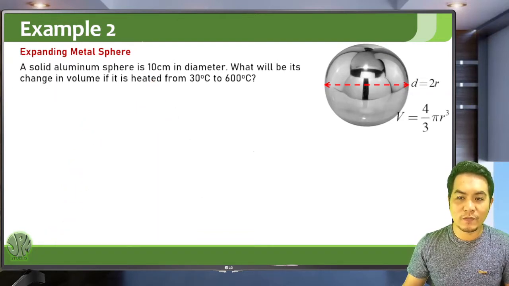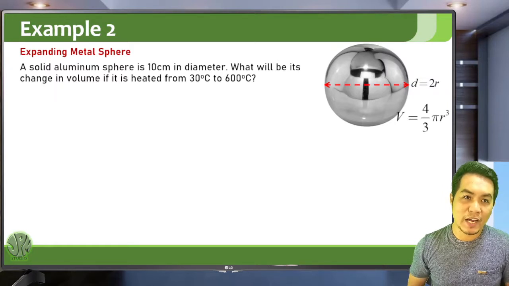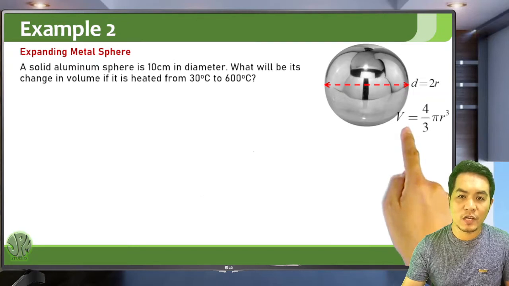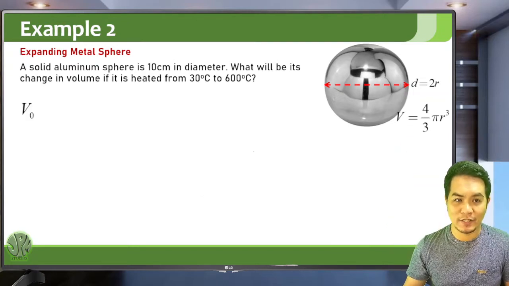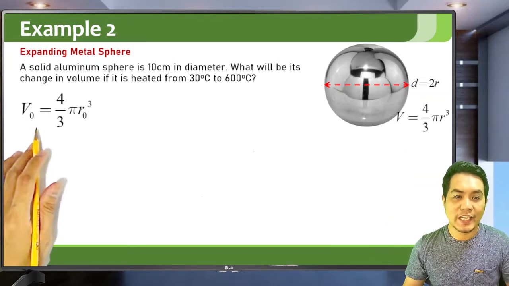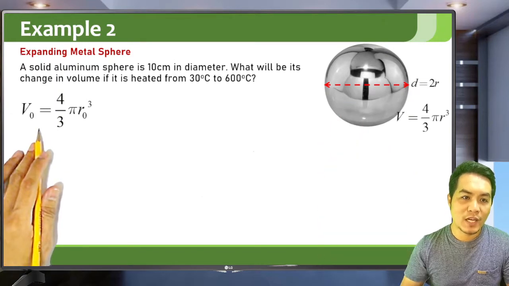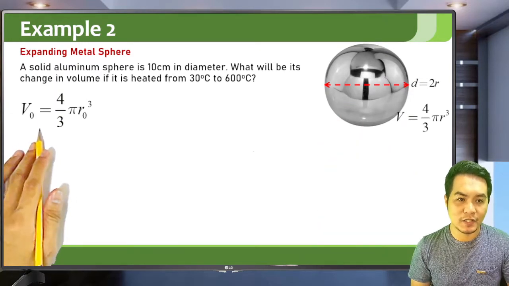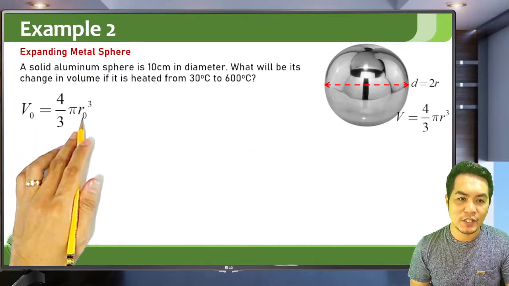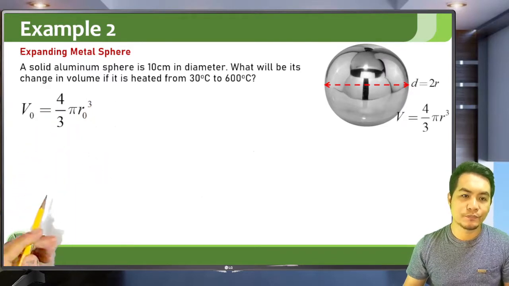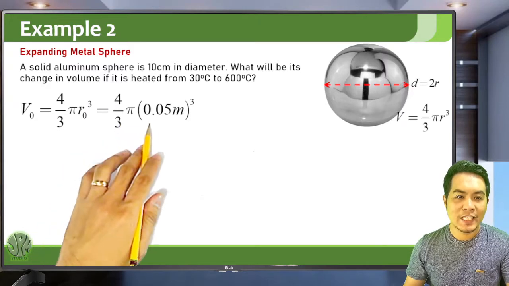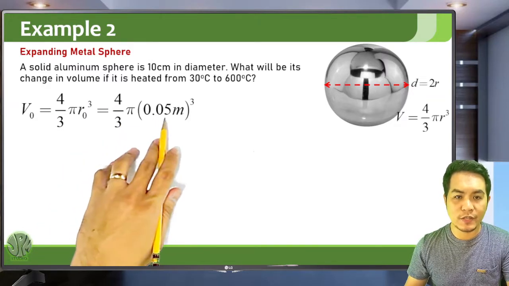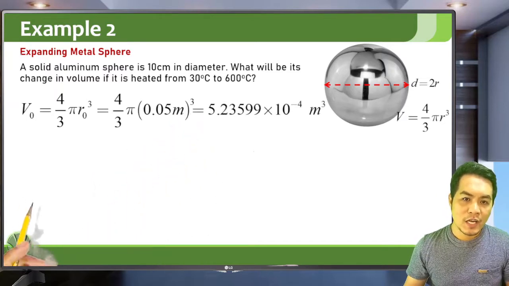The volume of a sphere is 4/3 pi times the radius cubed. This is the formula for the volume of a sphere. Therefore, we can now solve for the initial volume of our solid aluminum sphere with diameter 10 centimeters: 4/3 pi times the initial radius cubed. The initial radius is 5 centimeters, which we convert into meters, so 0.05 meters cubed. And you get this value.